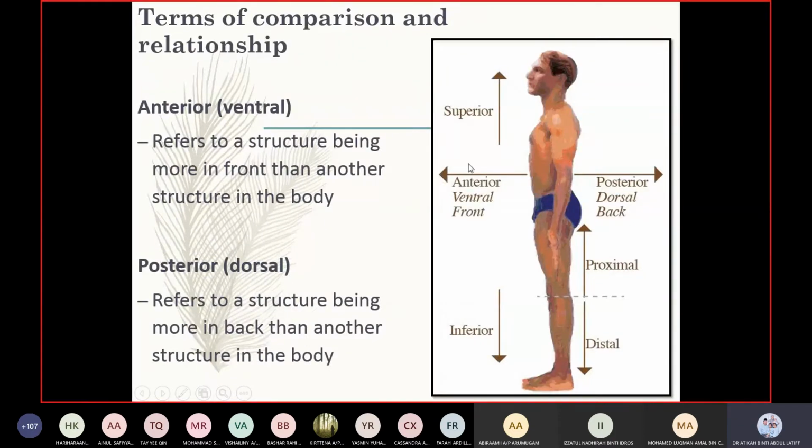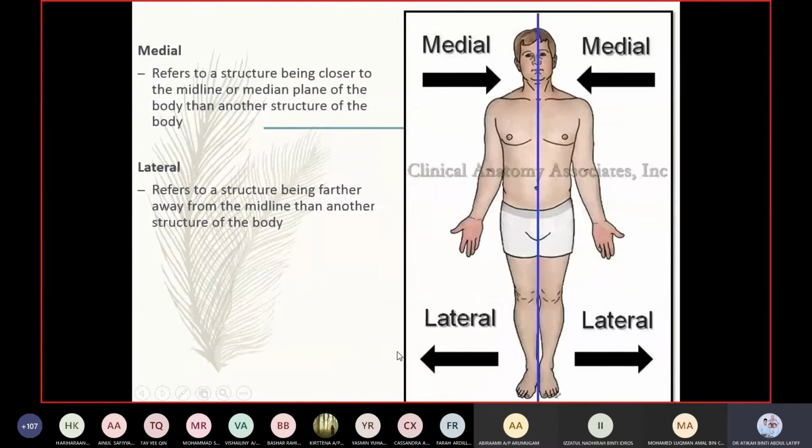Okay, how about anterior? Anterior is something to the front, and posterior or dorsal is something to the back. Then we have medial and lateral. Anything closer to the median plane or the midline of your body would be more medial. Lateral would be further away from the midline.